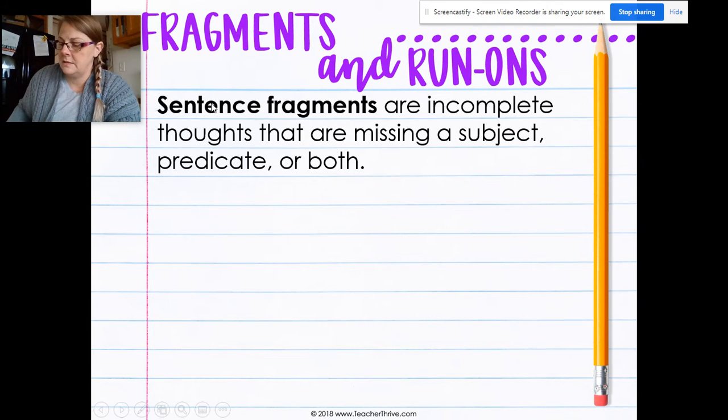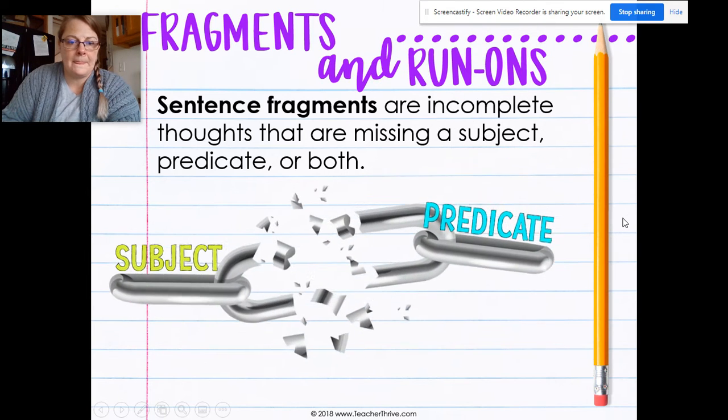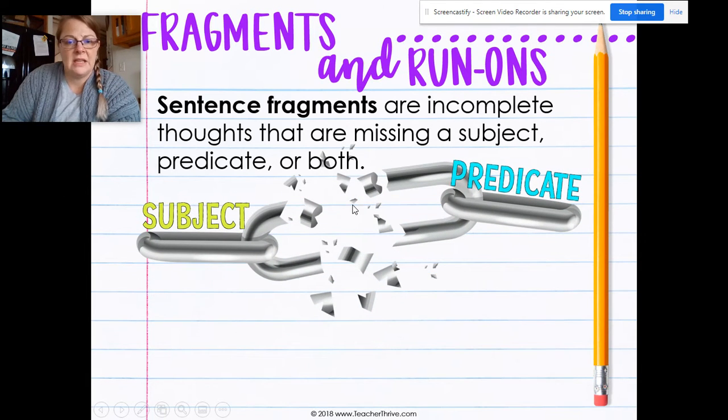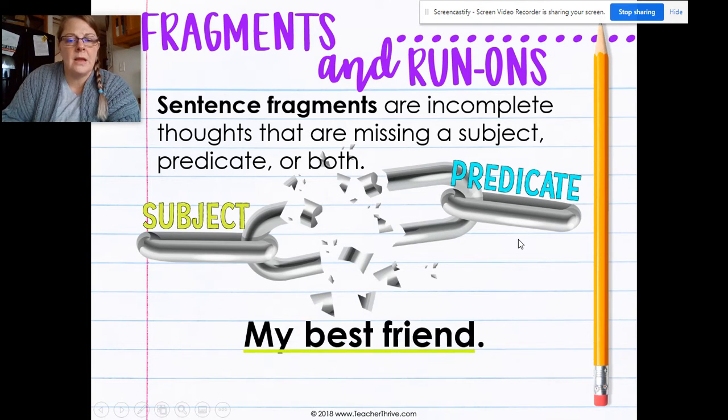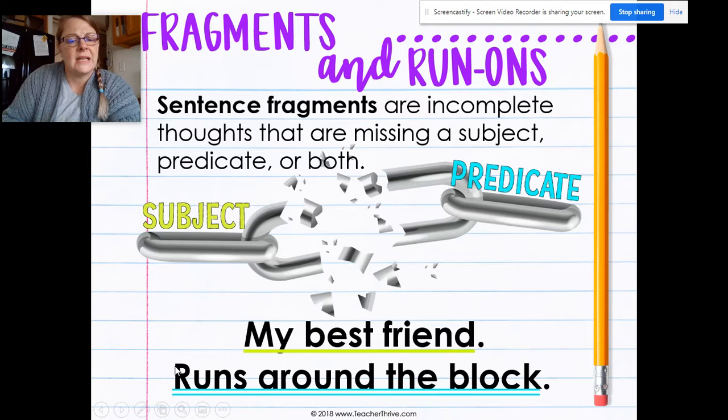Sentence fragments, and you're going to see that it has a no fragments. Sentence fragments are incomplete thoughts that are missing a subject, predicate, or both. Now we have this chain link fence that's been broken, and we have our subject and then our predicate. My best friend. Well, that's the subject, but we have a sentence fragment here. It's not telling me anything that is complete. Oh, but then I have this other second sentence that says runs around the block. Okay, how do I fix that?